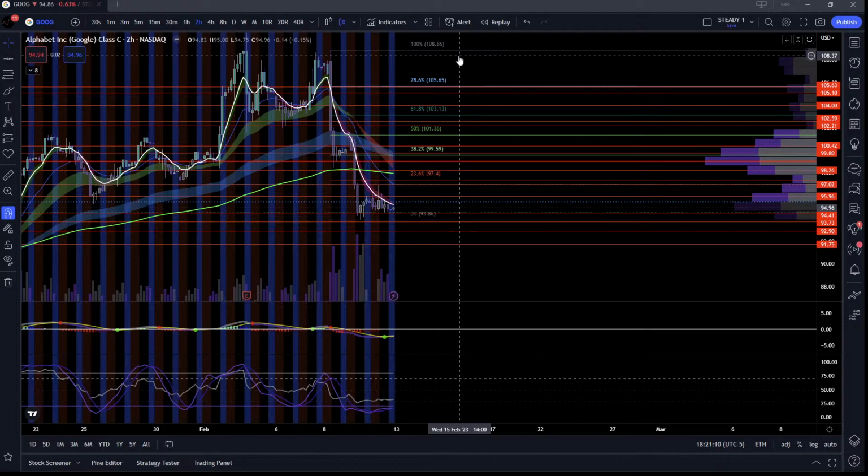I will be watching Google this week. I always watch Google. Same with Tesla, I keep an eye on it. Rarely do I play it, but when I do play it, it does what it does. But that should be it for Google.